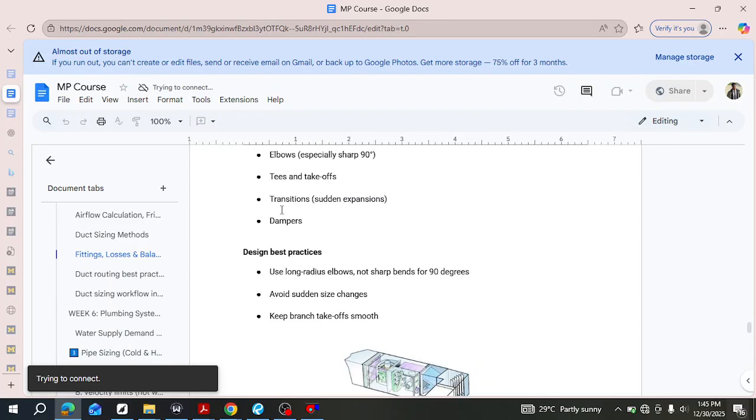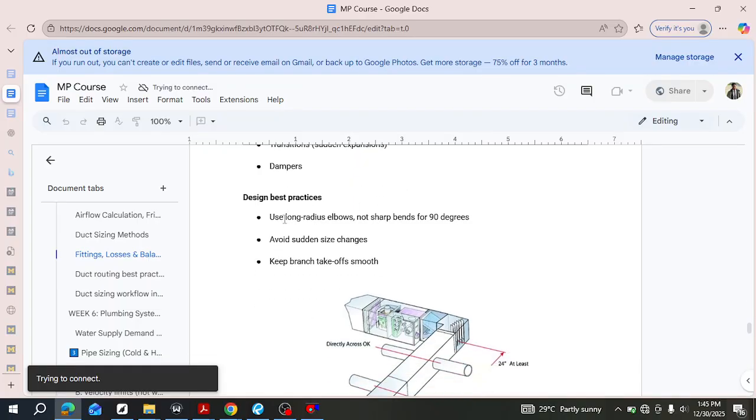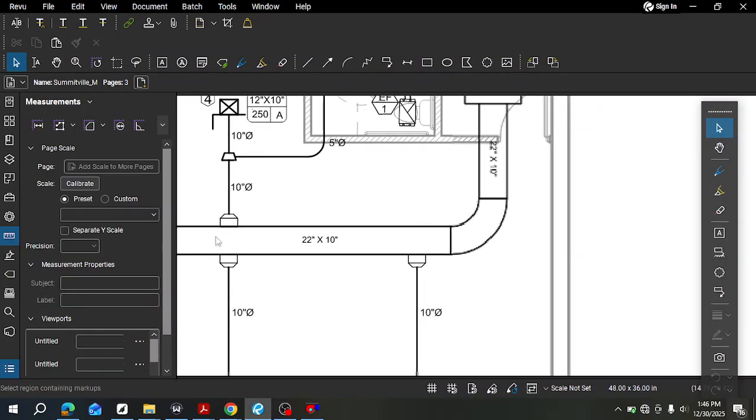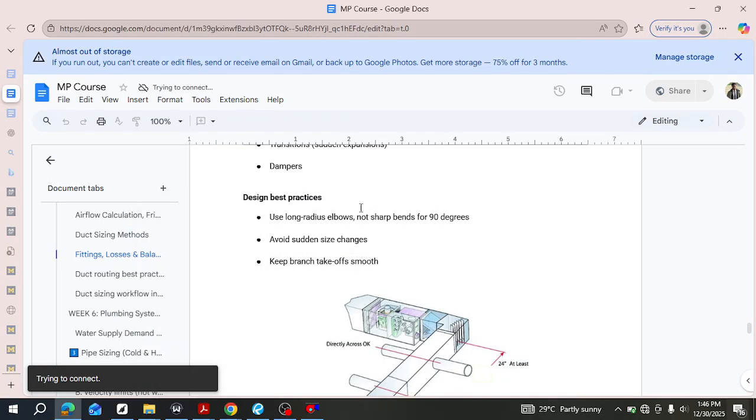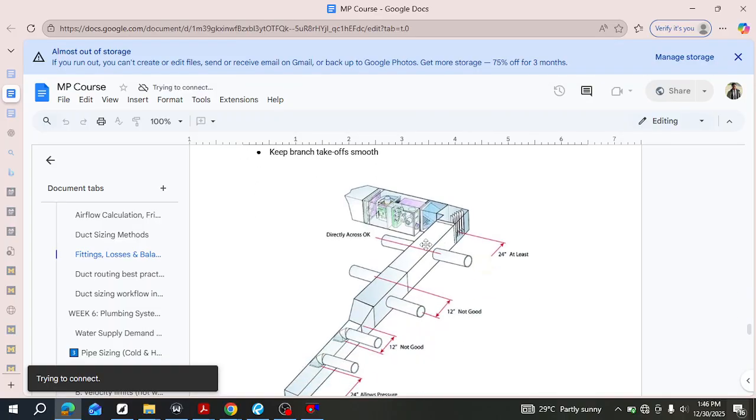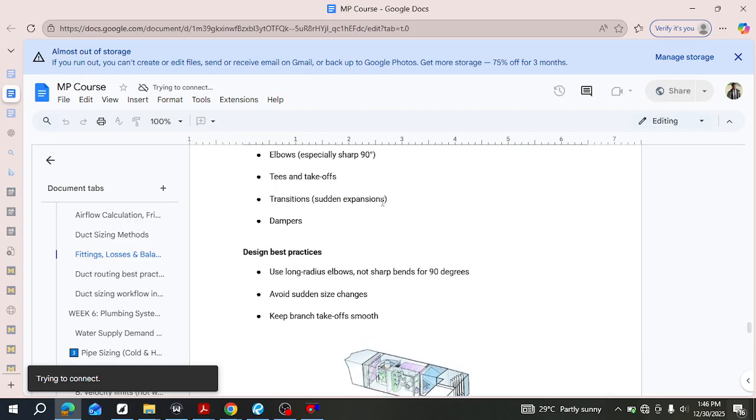And then dampers, right? Dampers also result in a bit of loss too. So anything that tampers with that natural flow causes losses. Some best practices that you can use are long radius elbows, not sharp bends. I already showed you what the long radius elbow looks like, that curve, this curve, right? Instead of sharp bends like this one. This is not advisable. In this picture they're just trying to show us something else, but this, don't ever do this, right?